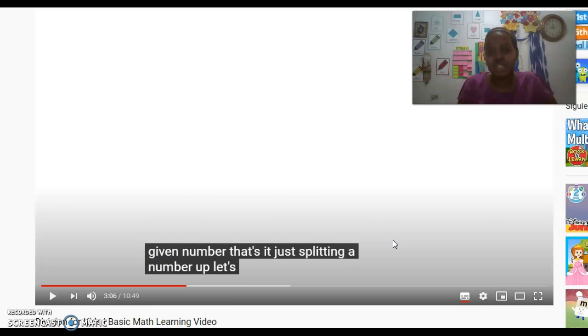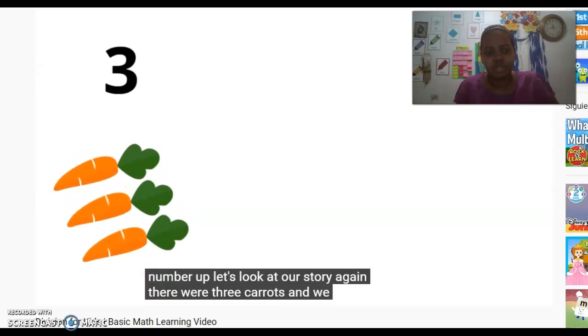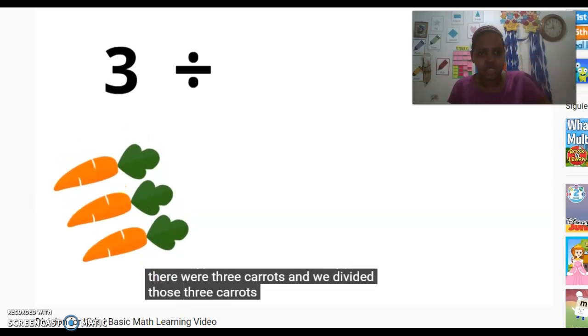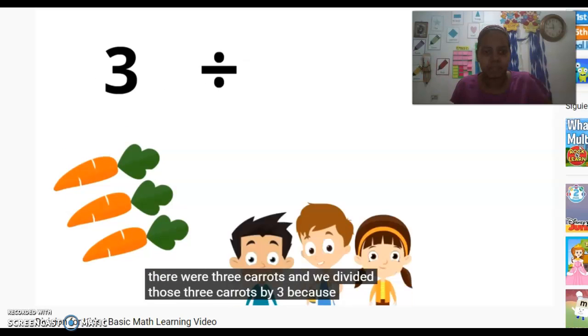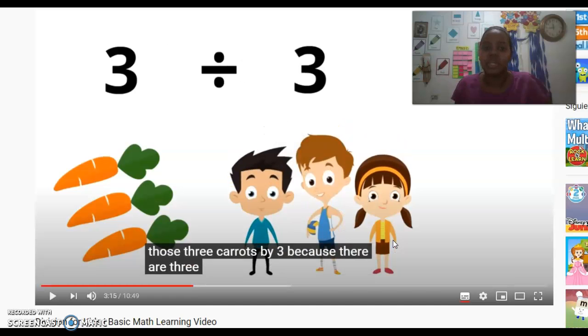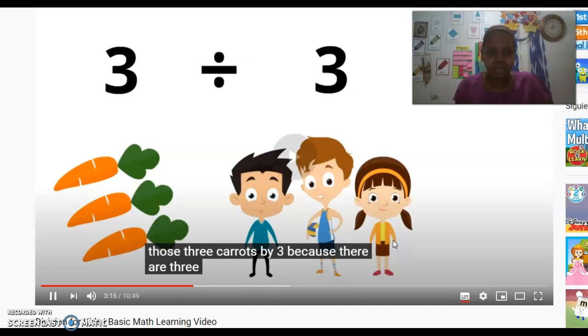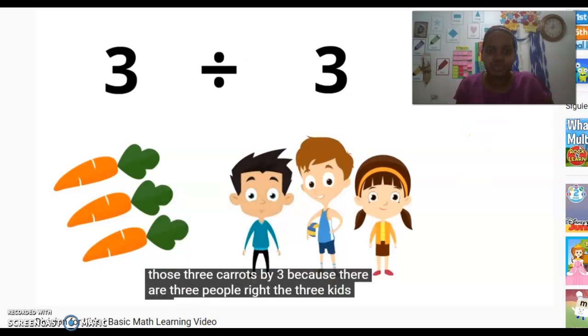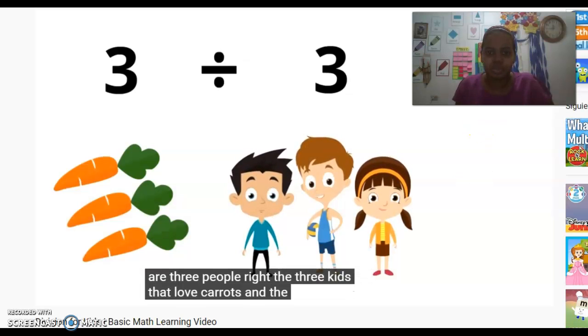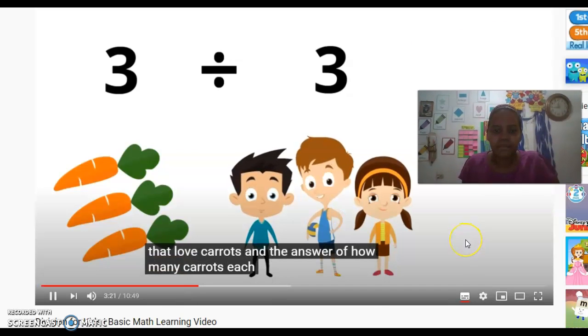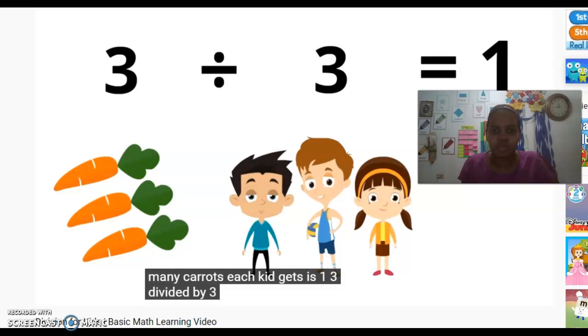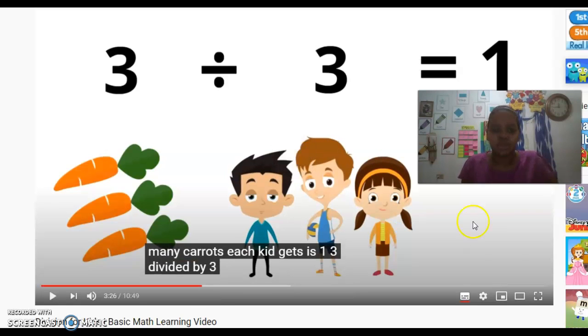So division is to split one number, to separate one number. Let's look at our story again. There were 3 carrots, and we divided those 3 carrots by 3 because there are 3 people, right? The 3 kids that love carrots. And we were dividing 3 by 3. And the answer of how many carrots each kid gets is 1. 3 divided by 3, and the answer was 1.